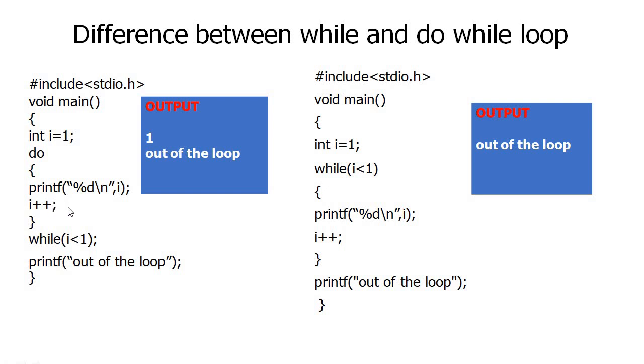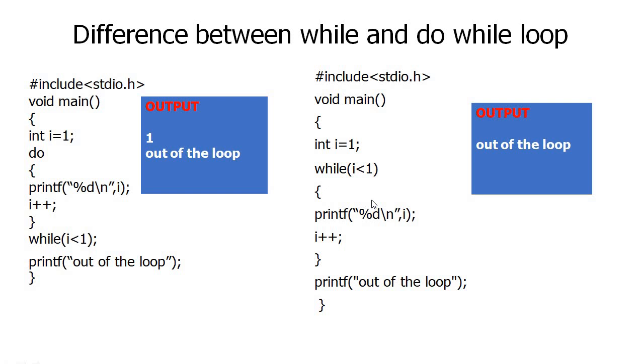So here, once after printing 1 only, we are incrementing the value of I. So now the value of I is 2. I am checking the condition. Once after printing 1, I am checking the condition 2 is less than 1. Yes, the condition is not true. So I'll never enter into the loop again since the condition is not true. So I'll print out of the loop.